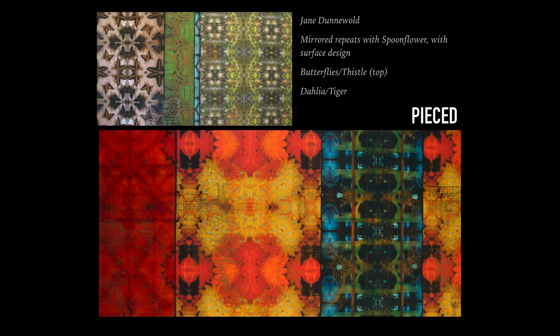Here are some artists that I admire. I recommend that you look at their websites and see the digital work that they're doing. Jane Dunawall does mirrored repeats with spoon flower and then adds surface design and combines them in these both richly vibrant pieces that also have wonderful serenity to them.